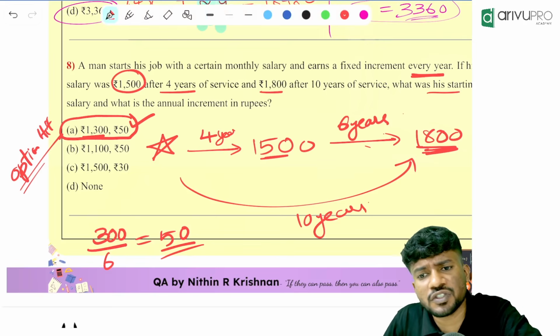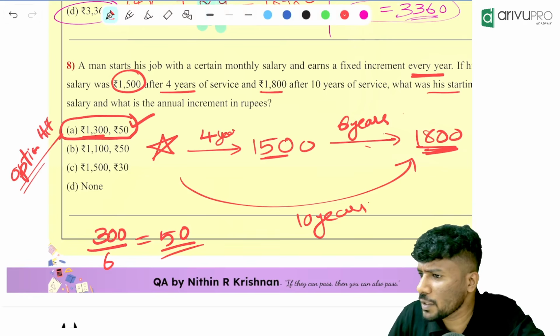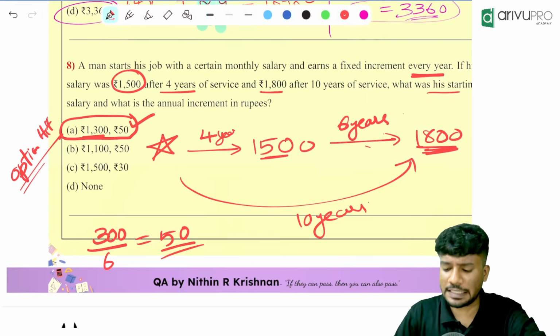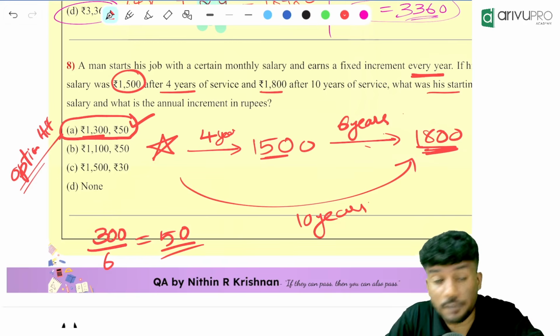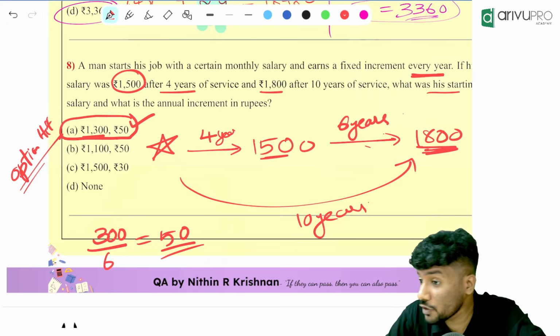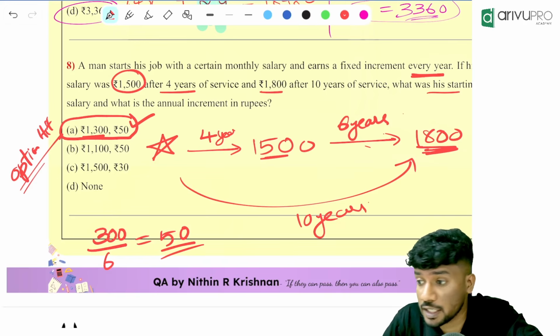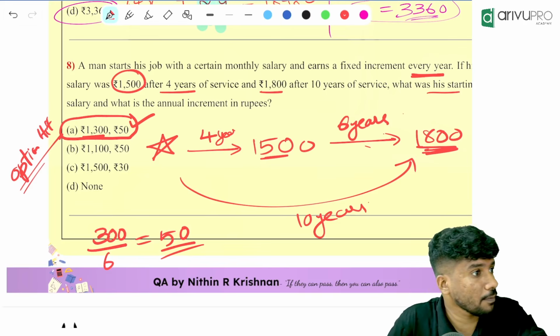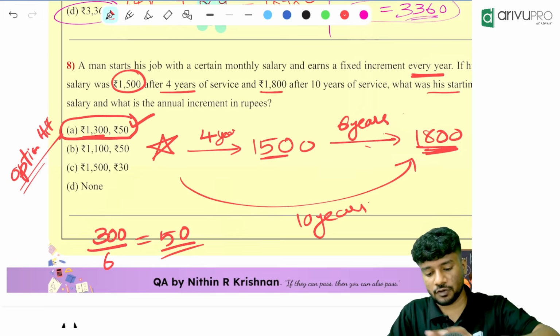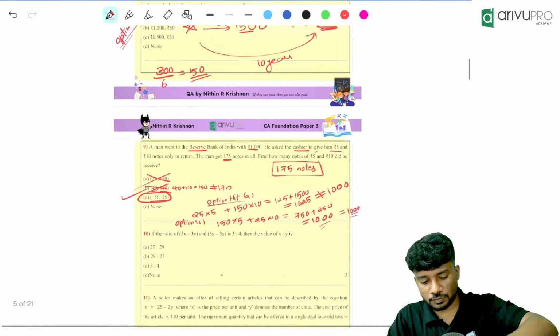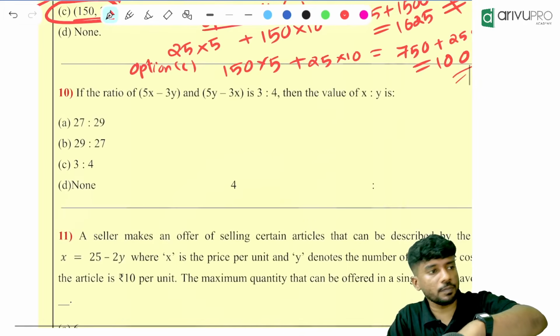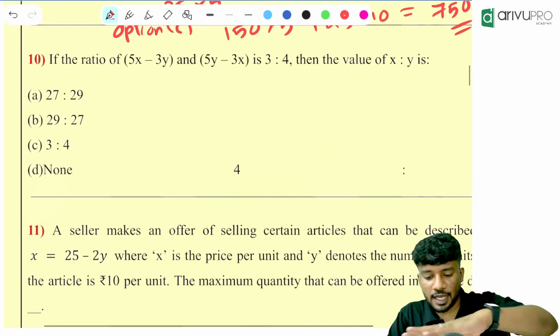If you ask me which is the easiest method, the option hitting method is the easiest method over here. Directly you could have done that. Understood, Soumya? Rest of you, everyone got this? Yes. If not, tell me right away. Fine. In the next question, I'll tell you the method.